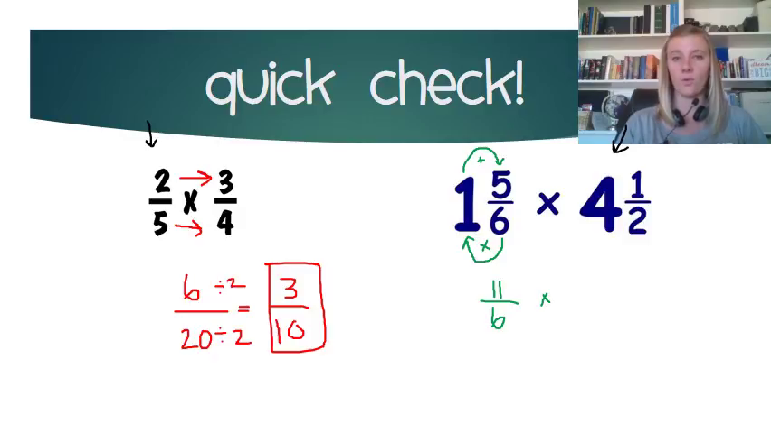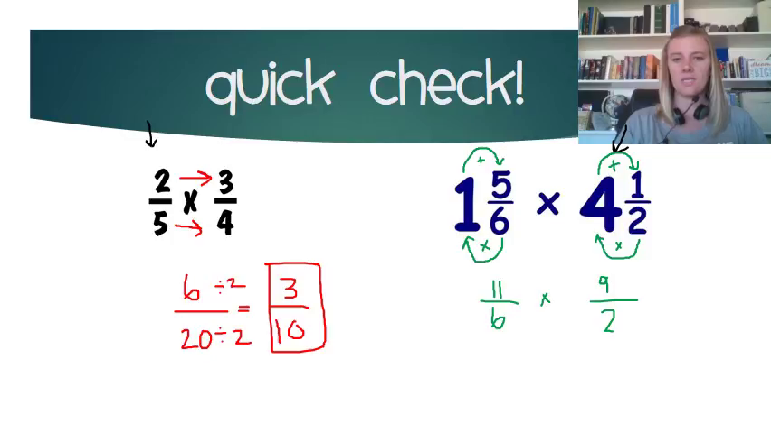Okay, now I need to do 4 1/2 as an improper fraction. We're going to take 2 and multiply it by 4. That gives me 8. And then I'm going to add my numerator, add 1 to 8, and that gives me 9. Okay. Denominator again stays the same. Now we are back to just multiplying fractions.